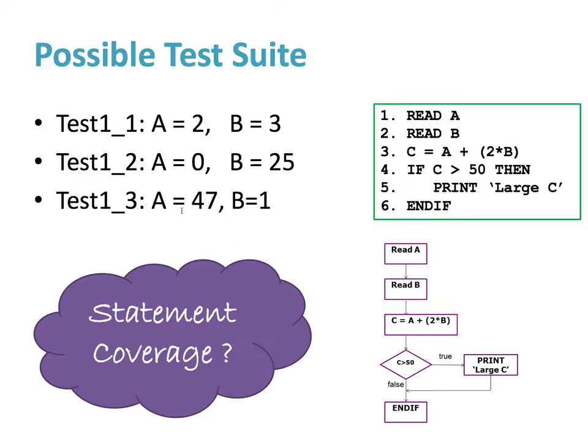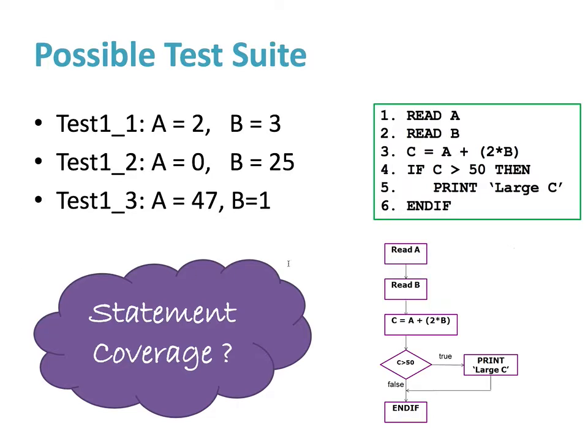Okay, the final one, maybe we'll get lucky here. So we have a value of B equals 1 and A equals 47. So 2 times 1 is 2. 2 plus 47, that gives us 49. So we're still not meeting this condition, which means we are false.